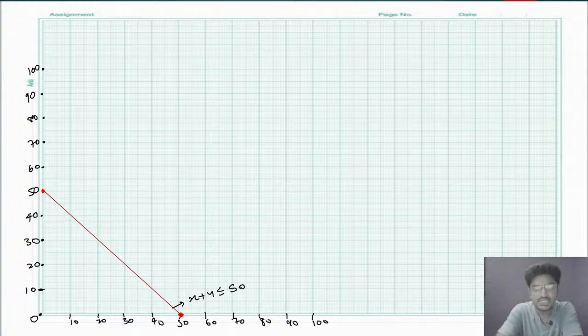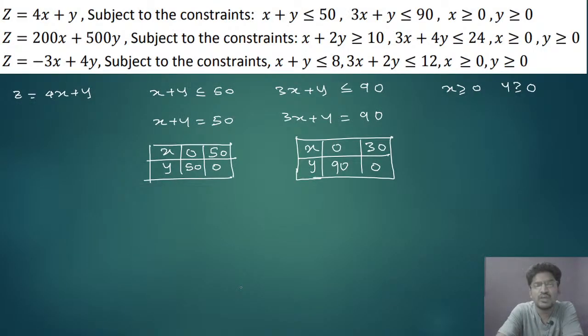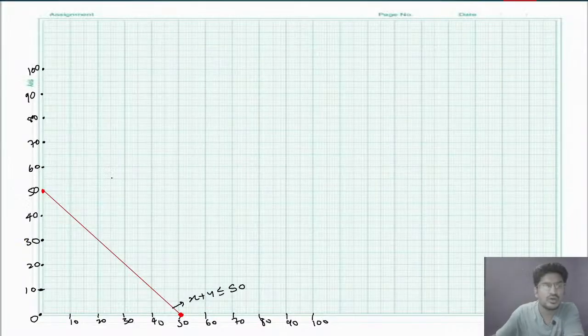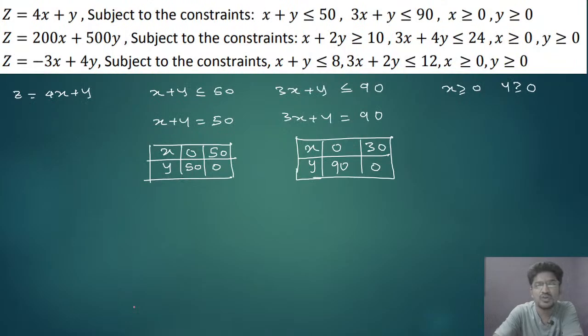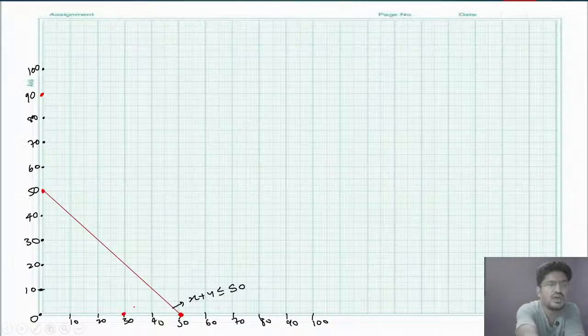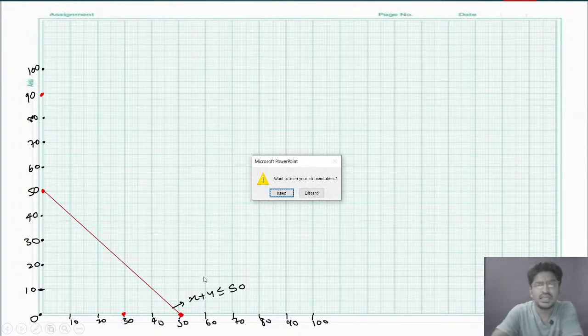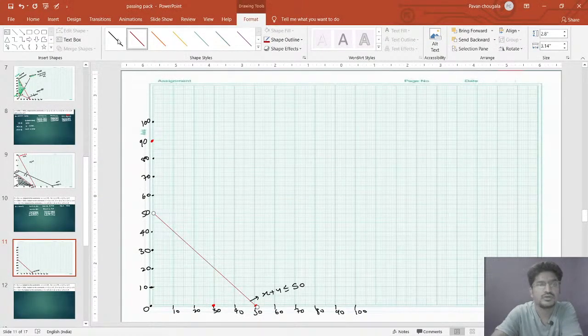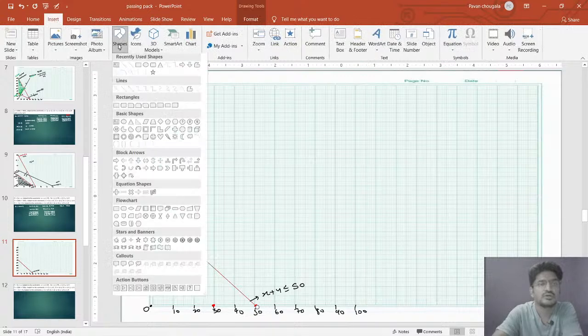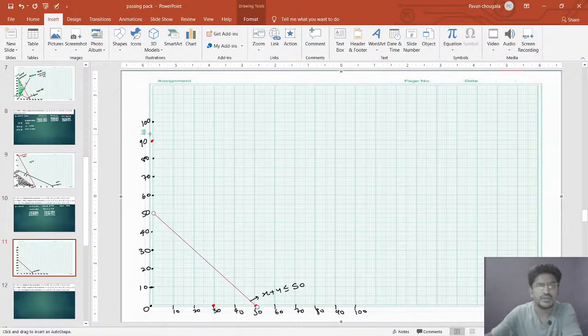And see the second points. 0, 90 and 30, 0. This is 0, 90 and 30, 0. So we shall draw the line and join it. That is, these 2 points.